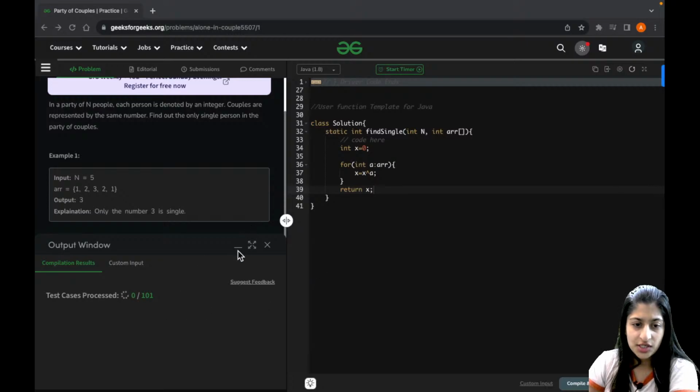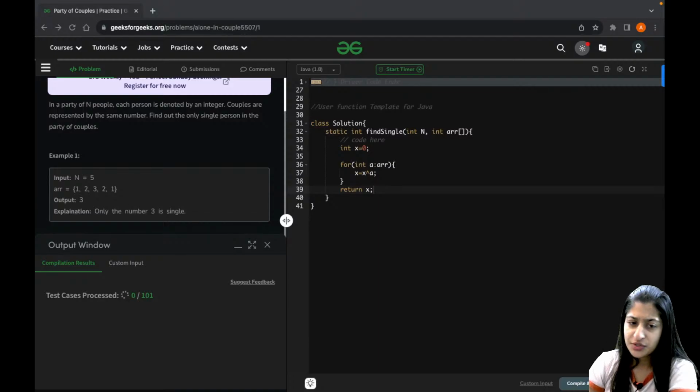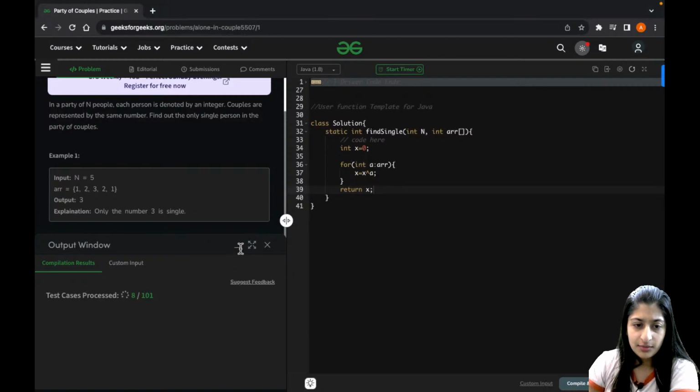You can write in the chat if you have any doubts, and we are almost towards the end of the entire bit manipulation. One more question to go. We'll take that up tomorrow.